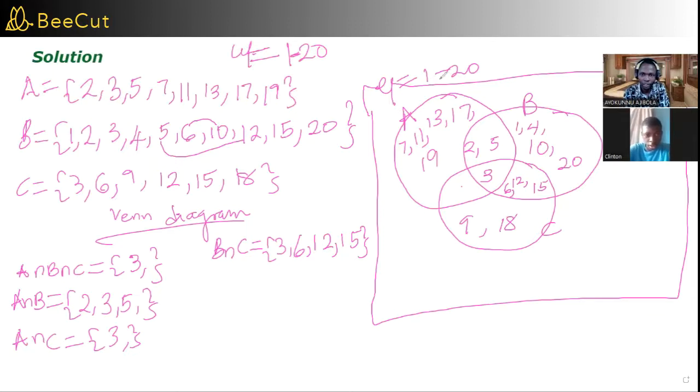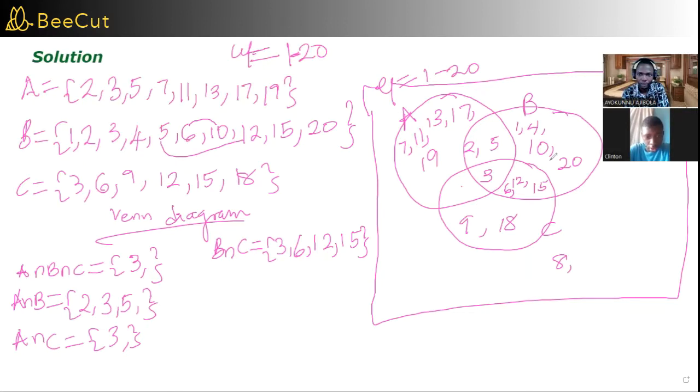Now let's check from 1 to 20. If there's anything in the universal that is not here, then it's going to be in this empty space. Is that taken? Yes. Very good. So let's check. Is 1 anywhere? Yes. What about 2? Yes. 3, 4, yes. Then 5, 6 is there. 7 is there. What about 8? No. There's no 8.